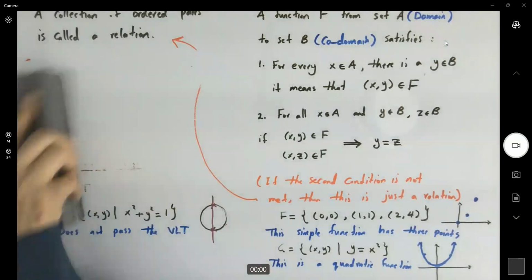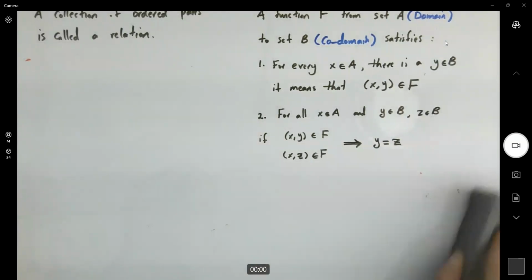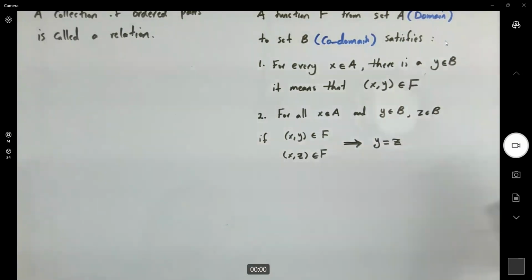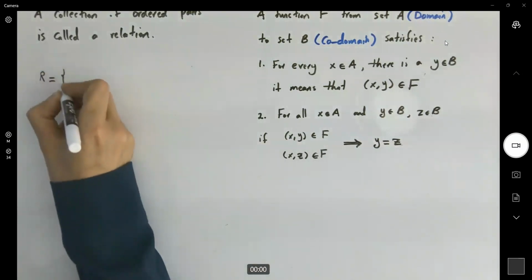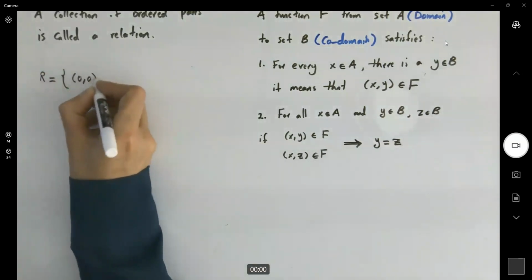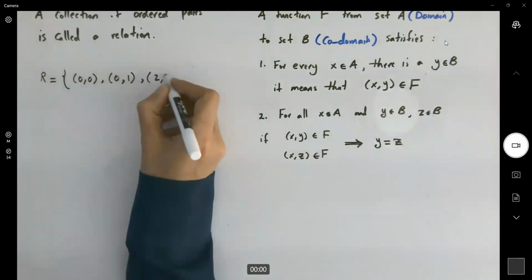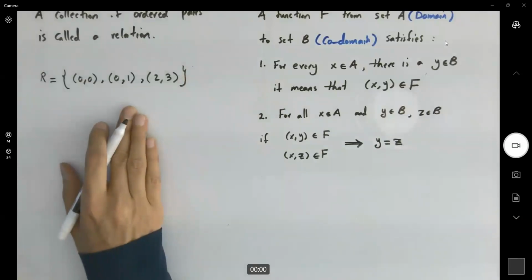So in general, if we have a relation or a function, it doesn't matter. We can just write them the way that we are connecting them to the relations itself. So suppose I have a relation like this. R is defined as (0, 0), (0, 1), and (2, 3). So this is just a relation.